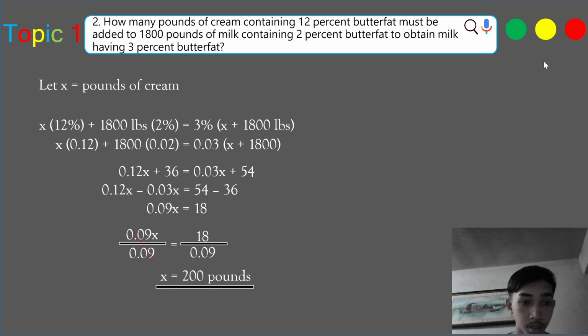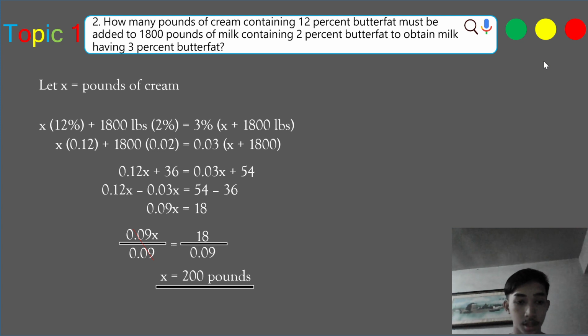And to have the same variables, we will move them to the left side. So 0.12x minus 0.03x is equal to 54 minus 36. So the result is 0.09x is equal to 18, because 0.12x minus 0.03x is equal to 0.09x and 54 minus 36 is equal to 18. So we divide it.